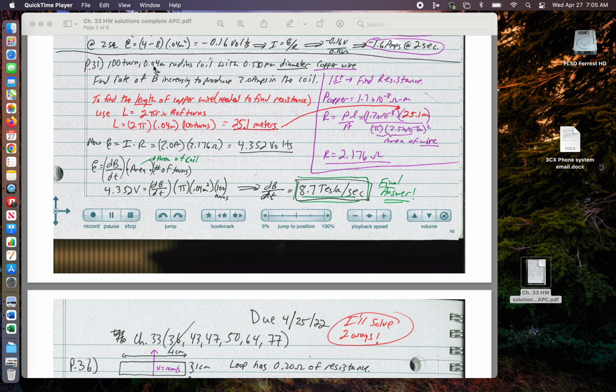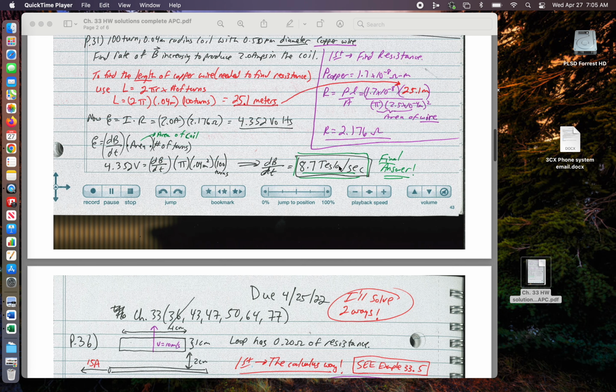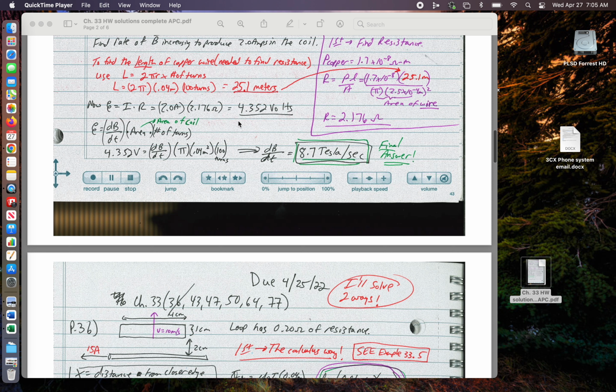How did I get that? Well, if it's a 4 centimeter radius coil, then there's 100 loops. That circumference times 100 would give me the total length of the copper wire. So all that gets me 2.176 ohms. And now I can find the voltage.